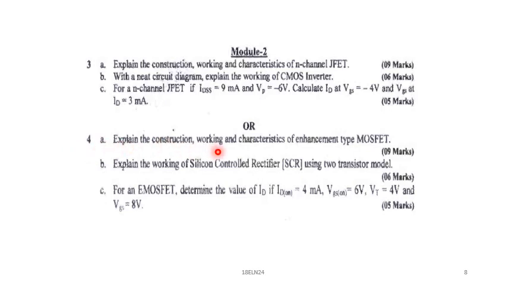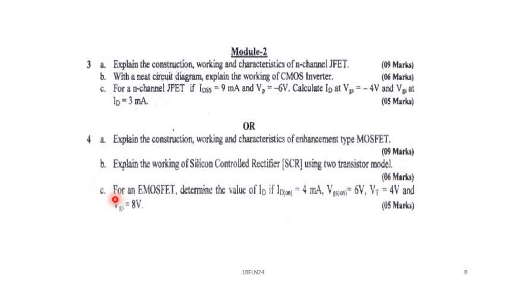4A, explain the construction, working and characteristics of enhancement type MOSFET. So that's for 9 marks. 4B is explain the working of silicon control rectifier, SCR, using the 2 transistor model. It is a theory question. It is asked for 6 marks.